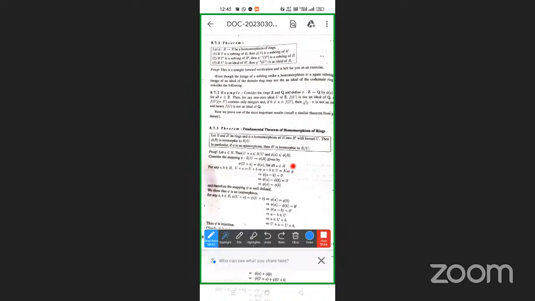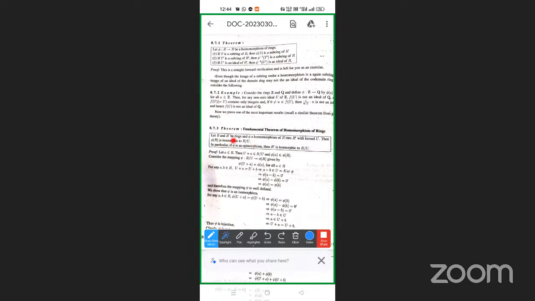So this is a very, very important theorem. Statement: Fundamental theorem of homomorphisms of a ring. Let R and R dash be rings and pi a homomorphism from R into R dash with kernel U. Then pi of R is isomorphic to R by U. In particular, if pi is an epimorphism, then R dash is isomorphic to R by U. So this is the statement.